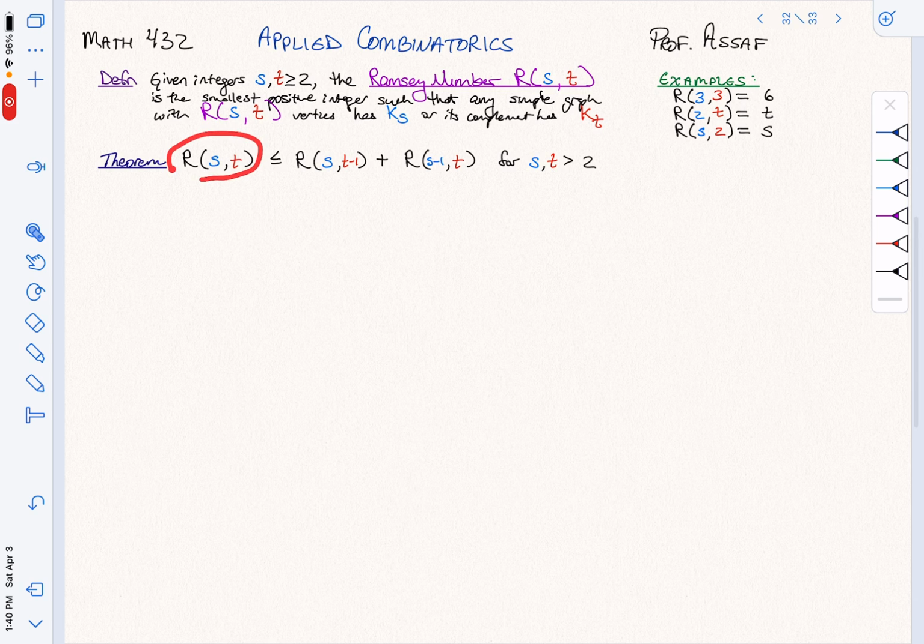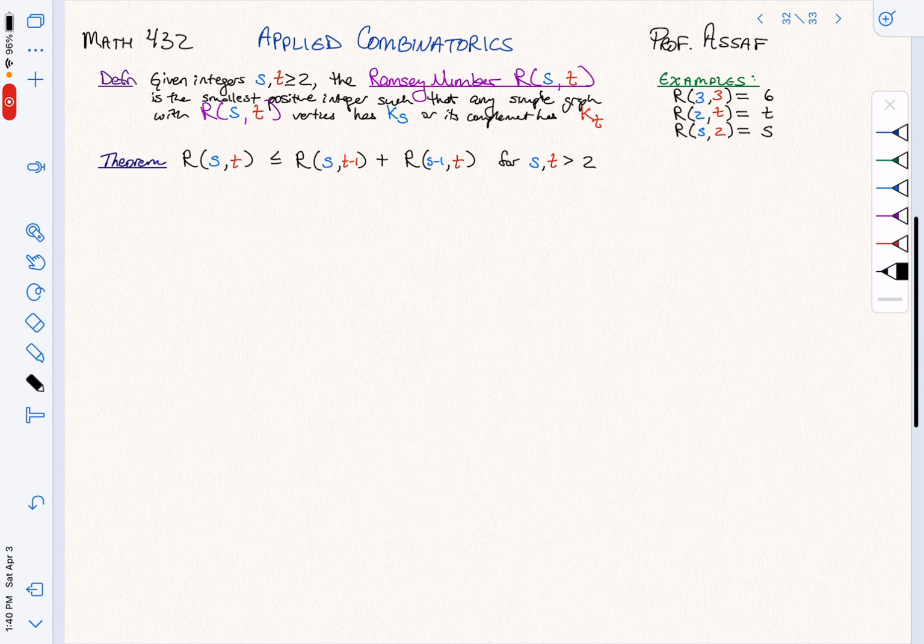Using this theorem, we can see that this Ramsey number is always finite because we can always apply this bound and then keep doing it until at least one of s and t is 2, and then we can use these base cases to get a bound for any Ramsey number. These aren't always great bounds, but they at least show us that Ramsey numbers exist and are finite. So let's try to prove this theorem.